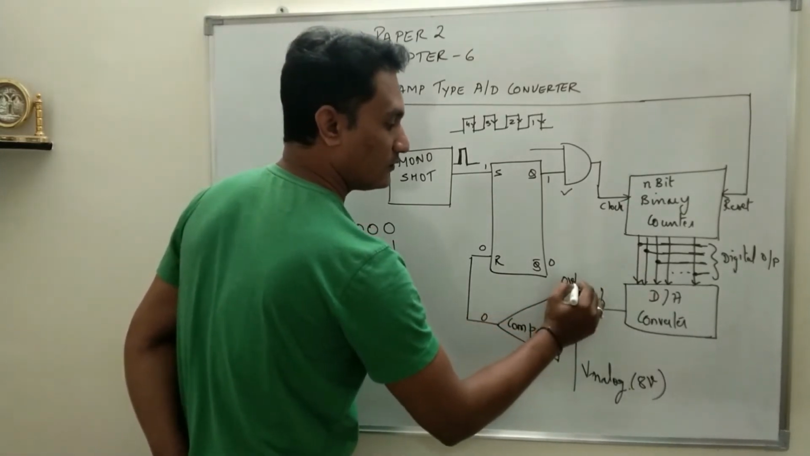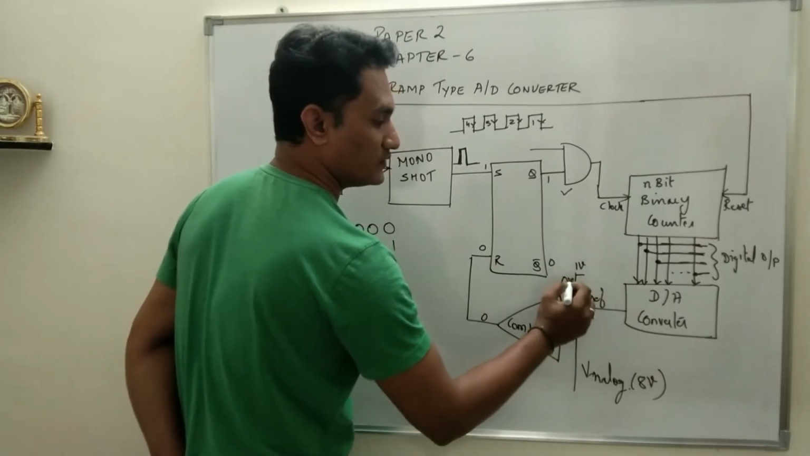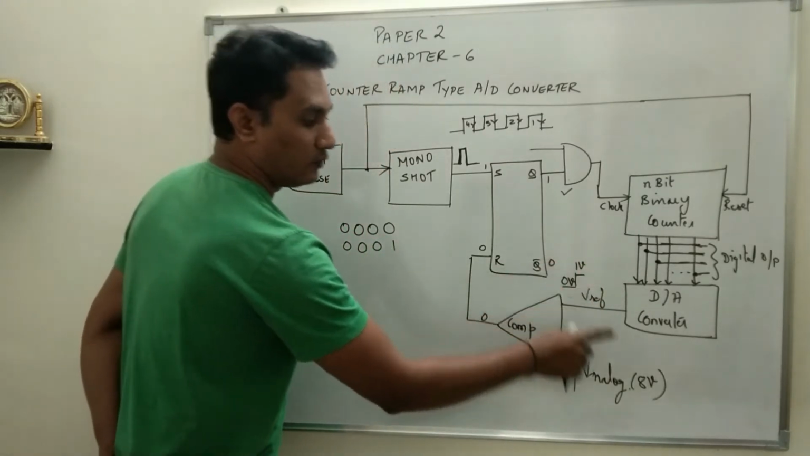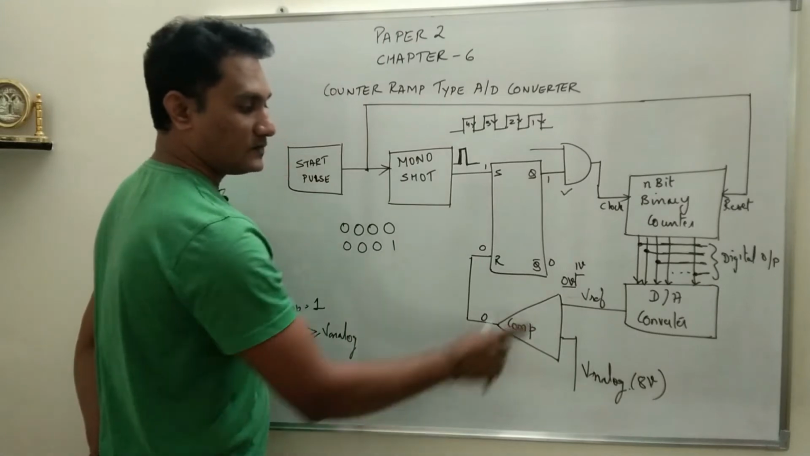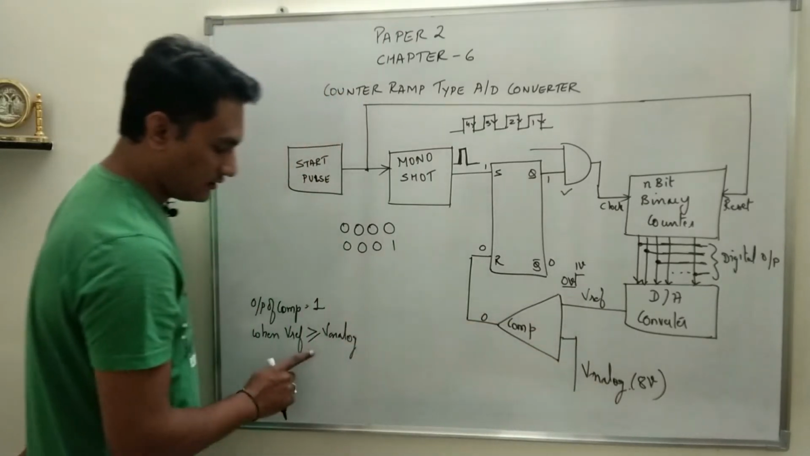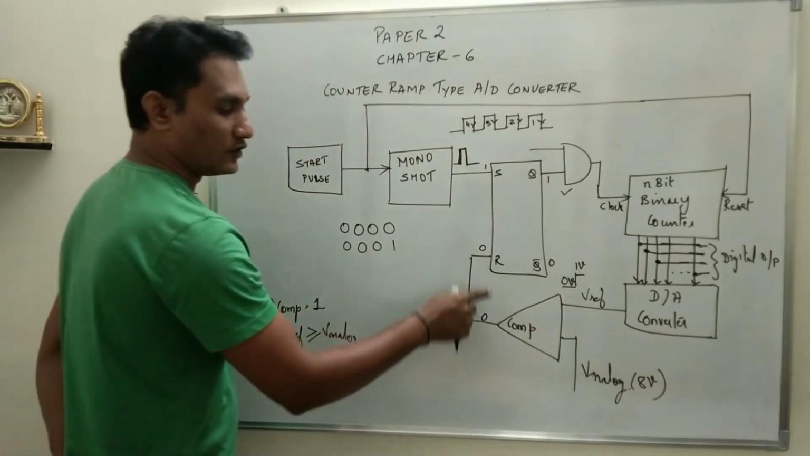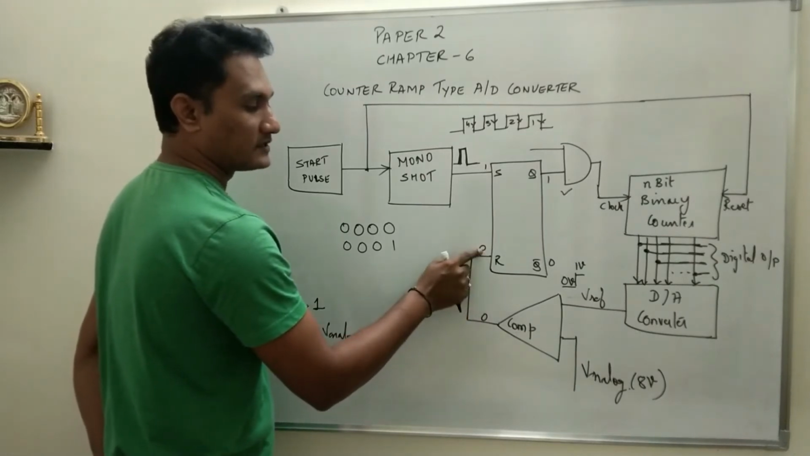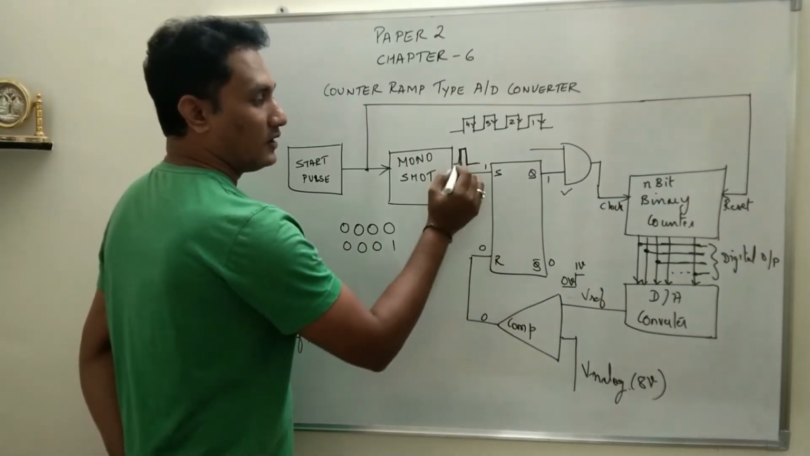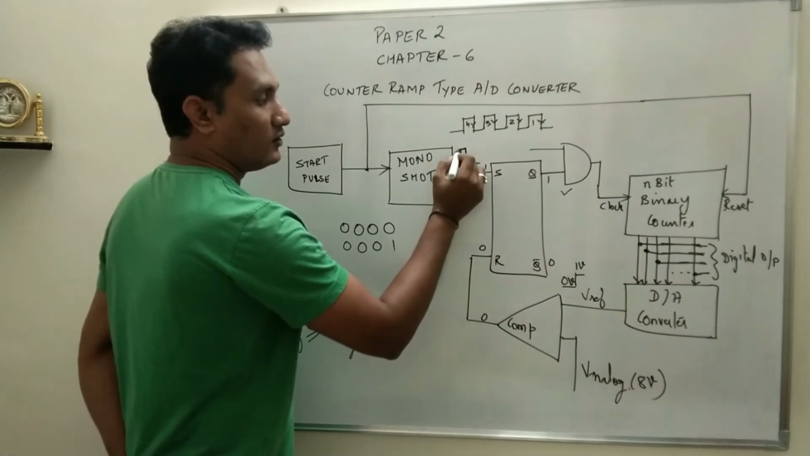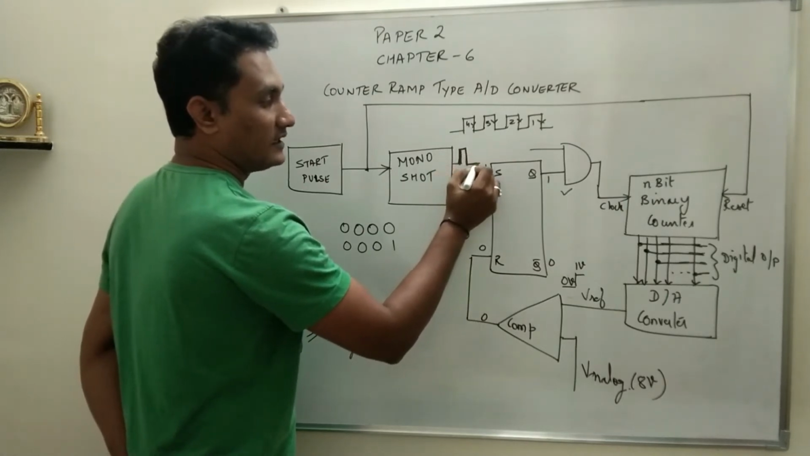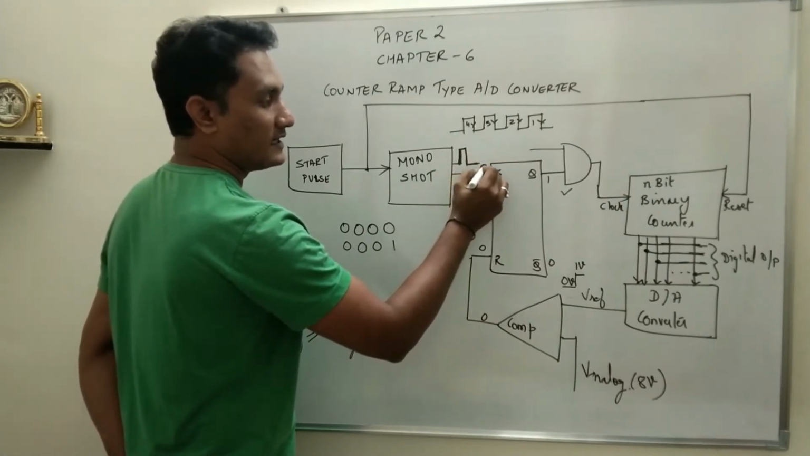Now the D2A converter output reference voltage changes from 0 to 1 volt. 1 volt compared with 8 volt, still V reference is less than V analog. This condition is not satisfied, so the output of the comparator will be 0, which makes R equal to 0. Now the monoshot has become 1 only for a short duration of time, and after that again it will reset to 0. So this makes S equal to 0.